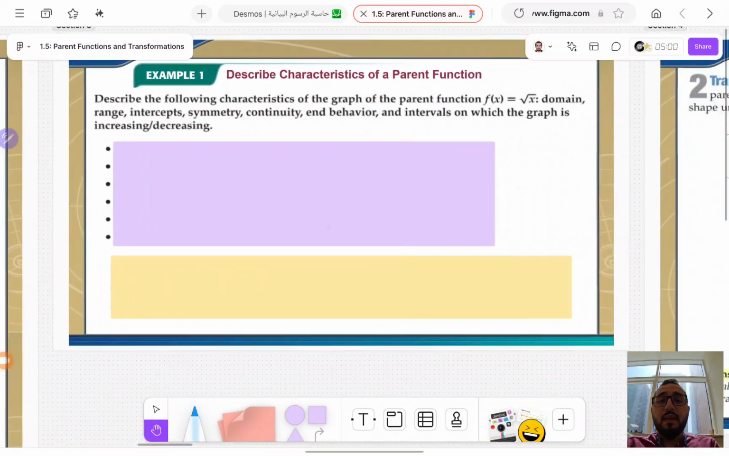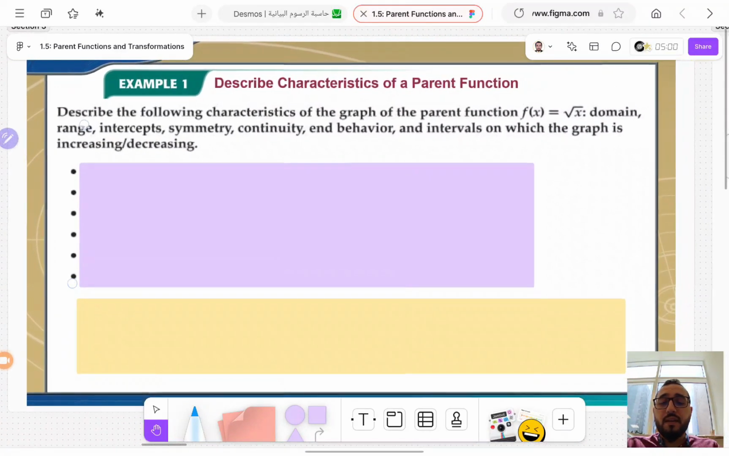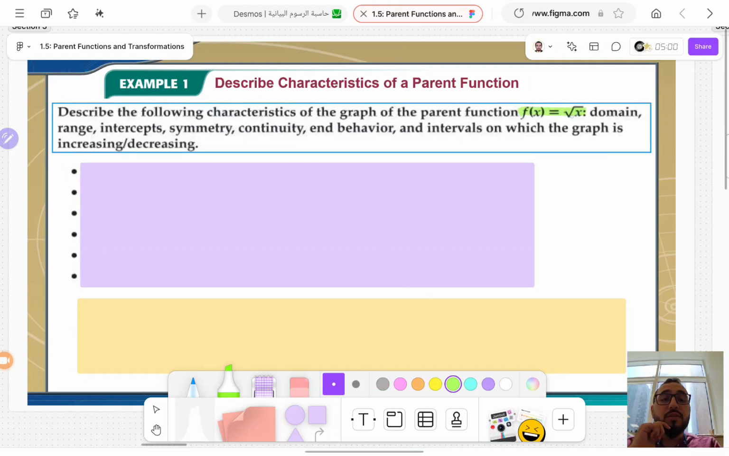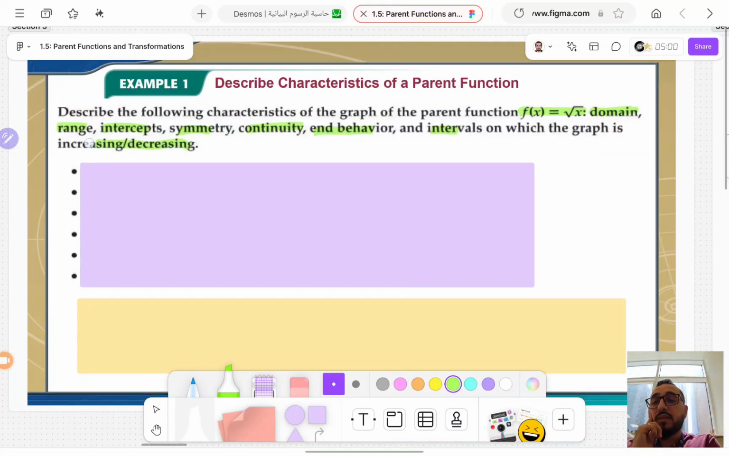Now let's go to the first example here and analyze what the function is talking about. Describe the following characteristics of the graph of the parent function. So the parent function here is what? It's square root. We need to state the domain, the range, the intercept, symmetry, continuity, end behavior, and the intervals where it's decreasing and increasing. So now let's do it together.